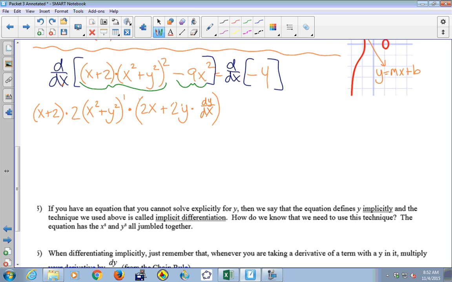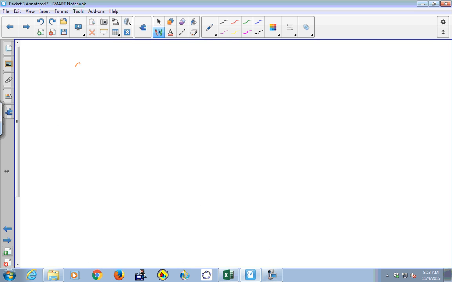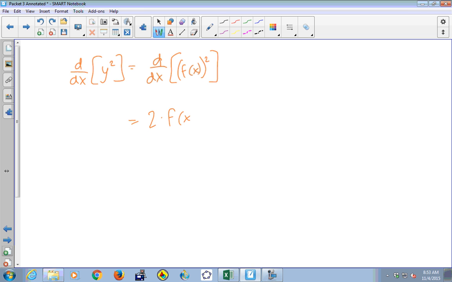It's a lot easier to picture sometimes if you imagine it as an f of x. If I wanted to take d dx of y squared, that's the same thing as taking d dx of f of x squared, because f of x is just a fancy way of saying y. That's just some stuff squared, so you bring the 2 down, you copy your f of x, you multiply by the derivative of the stuff. But I used y, so this is actually 2y, and instead of f prime, I used dy dx.